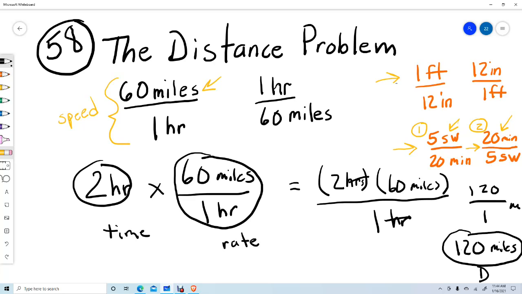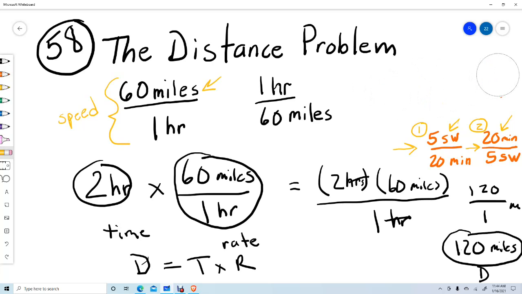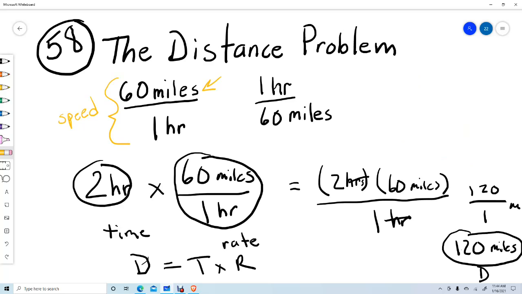We have an equation then. I'm going to bring our D over, start with it. We can say that D equals time times rate. All right, let's write that up here. I need some room. We're going to want to remember that. D equals, I'm going to put the R first, rate times time.